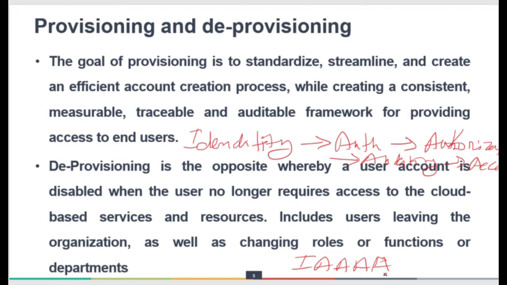So you need to prove your identity. You need to get yourself authenticated. You need to have access to the different services based on your authorization. The whole process should be auditable, and based on those audit records, somebody should be held accountable for that.